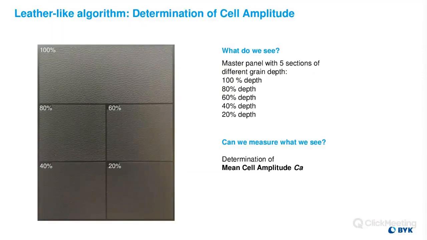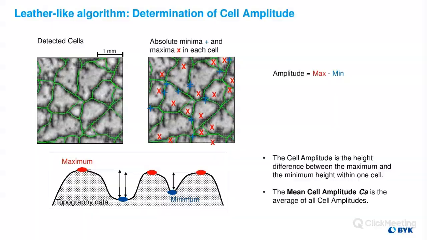So here we have pictured a master panel with 5 different sections, and each section has a different depth for the texture. So you can see the section at the top marked 100% has the deepest grain, and then as the percentage decreases, so too does the depth of the grain. So here what we'd like to do is to determine the mean cell amplitude of these samples.